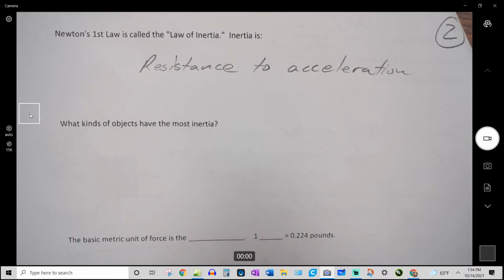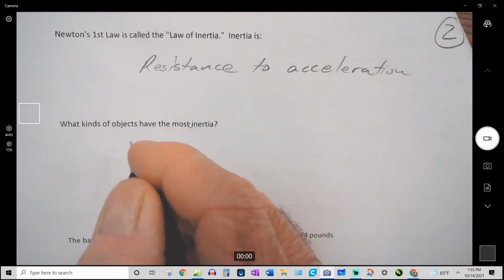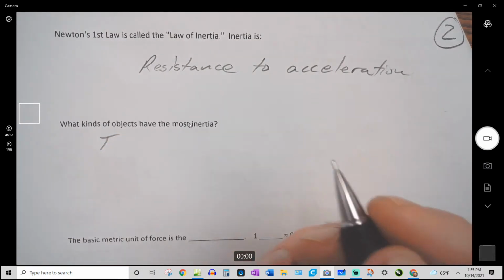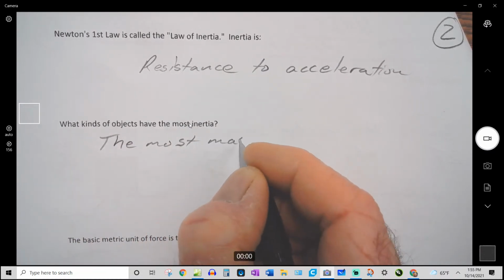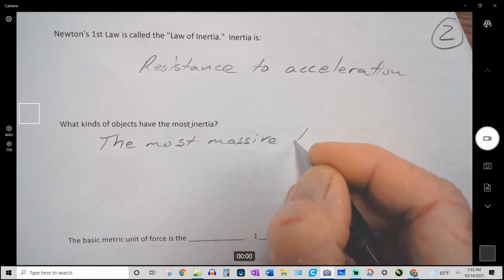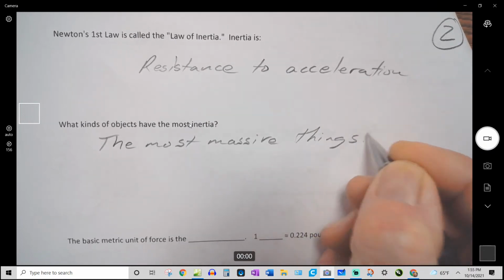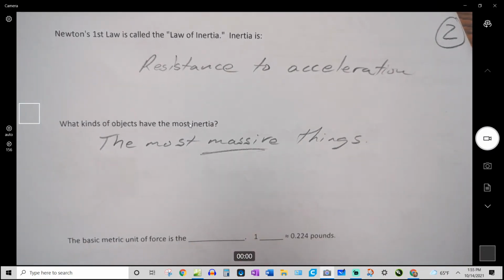So I'm actually being kind of a smarty pants. First let's write the answer. The things with the most inertia are the most massive things. Like a steamship. Like a steamship, exactly, yes. A steamship, a train. That's the archetypal massive thing.